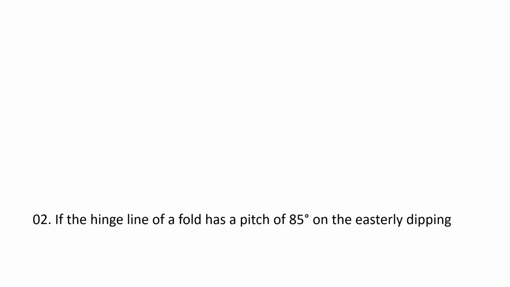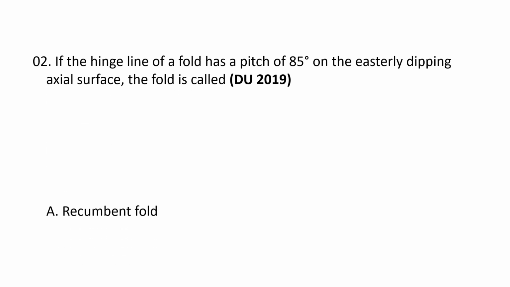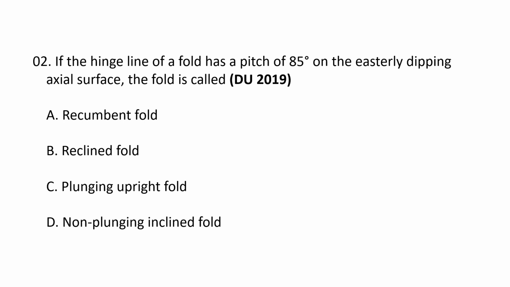Next question. If the hinge line of a fold has a pitch of 85 degrees on the easterly dipping axial surface, the fold is called A. Recumbent fold, B. Reclined fold, C. Plunging upright fold, and D. Non-plunging inclined fold. The correct option is B.